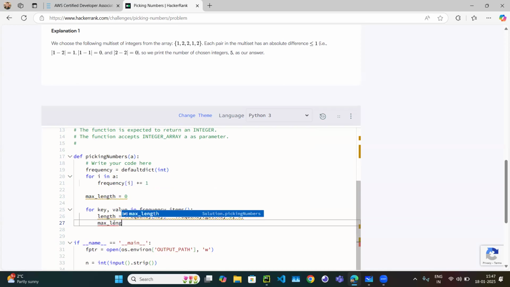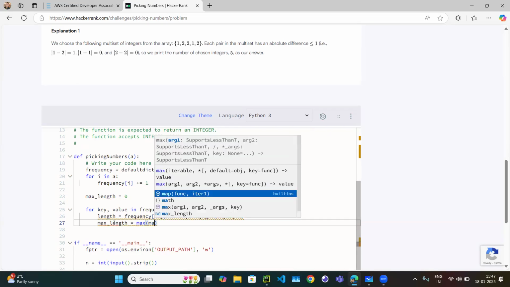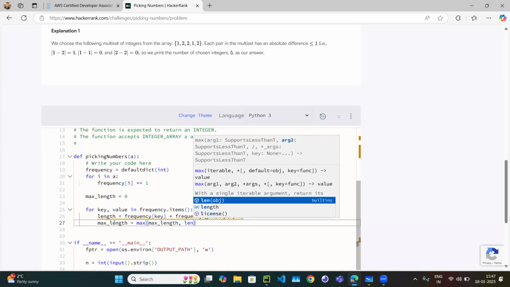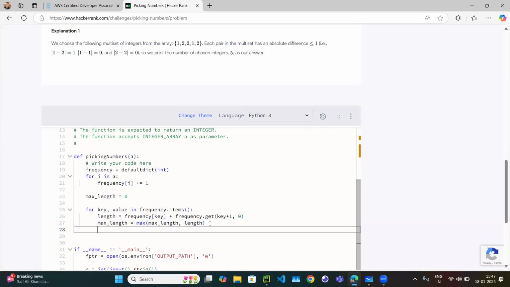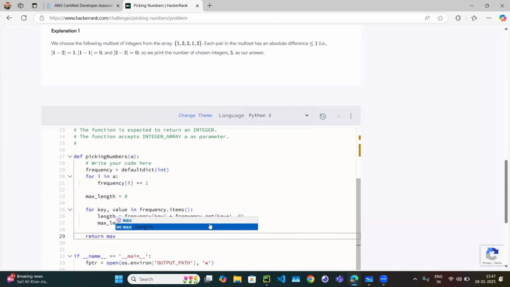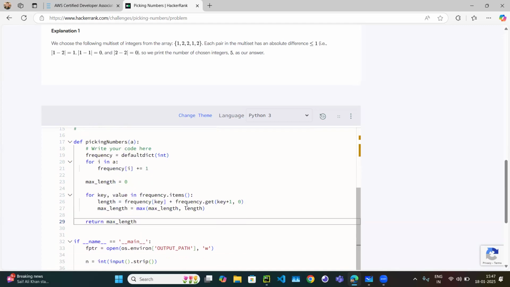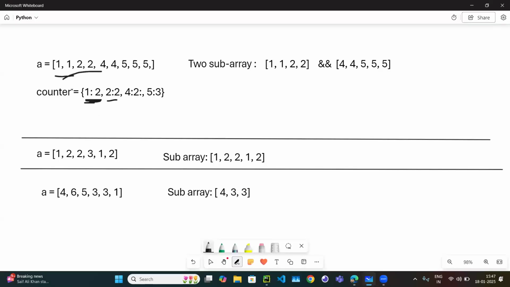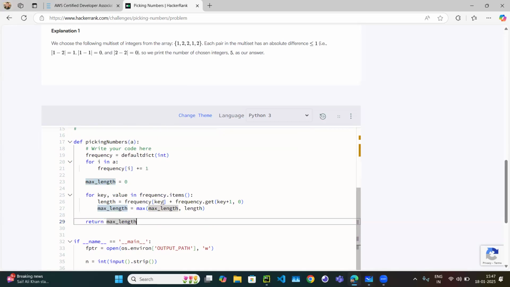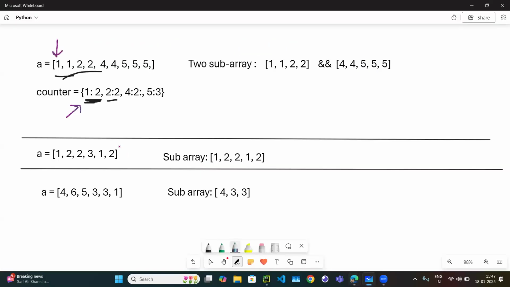Then what will be the max length? Max length will be max of max length and length, and in the end we will return max length. All right, that's it. So let's walk through it. Because we are looping over the dictionary, we will check for key 1, and frequency of key 2, and key plus 1 also exists, so 2 plus 2, 4. So max length will be 4. Then I am checking for 2. Right, frequency of 2 is 2. Does 3 exist?